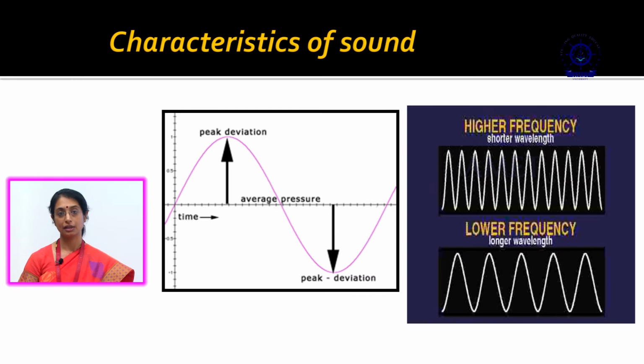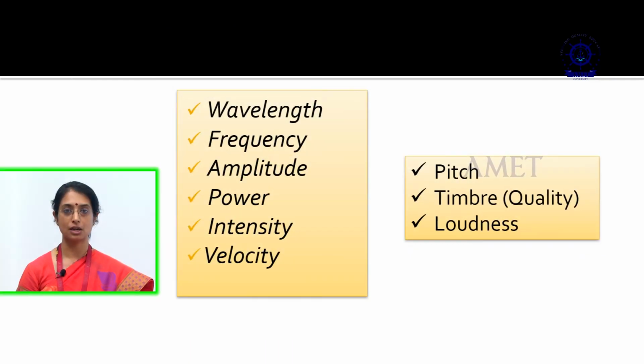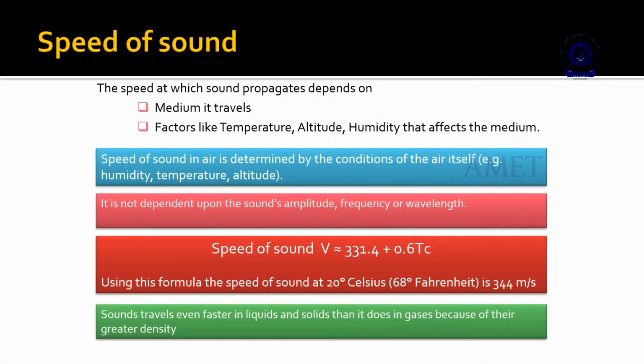Sound is a wave. It has an increased or decreased amplitude which varies with respect to time. Based on that, sound has different characteristics which we call its wavelength, amplitude, frequency, velocity, power, and intensity. Along with these fundamental characteristics, we also have to focus on three major properties of sound: pitch, timbre, and loudness.